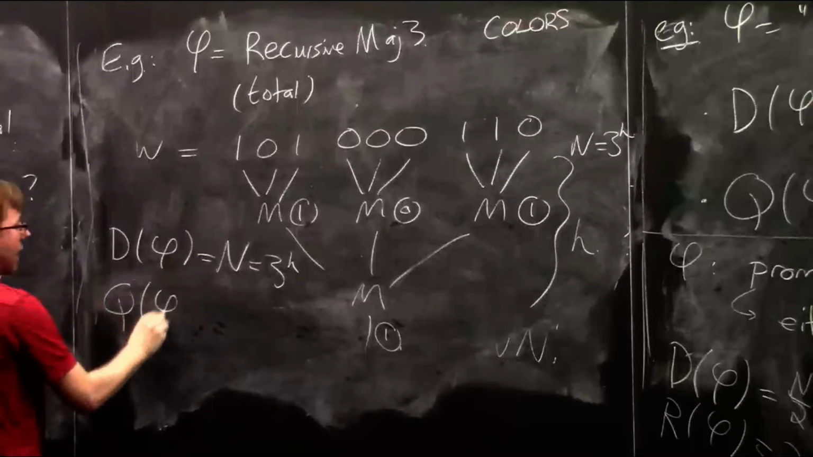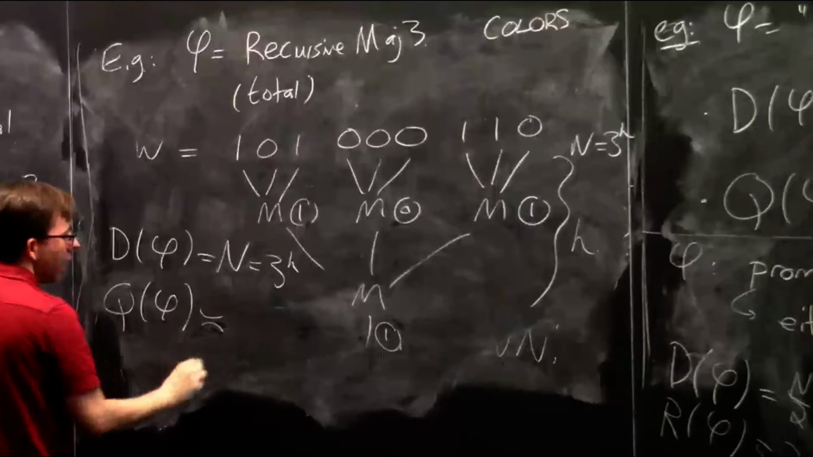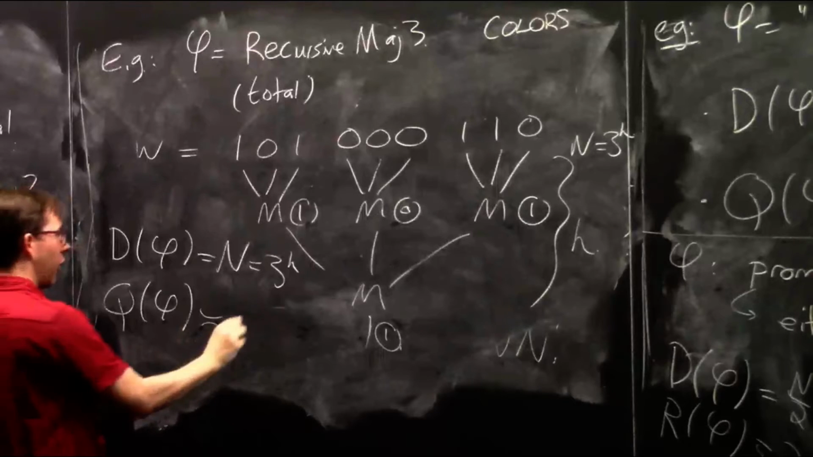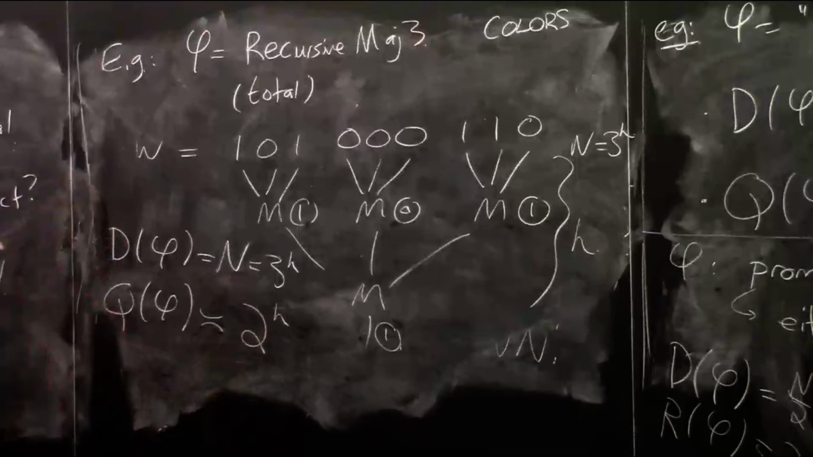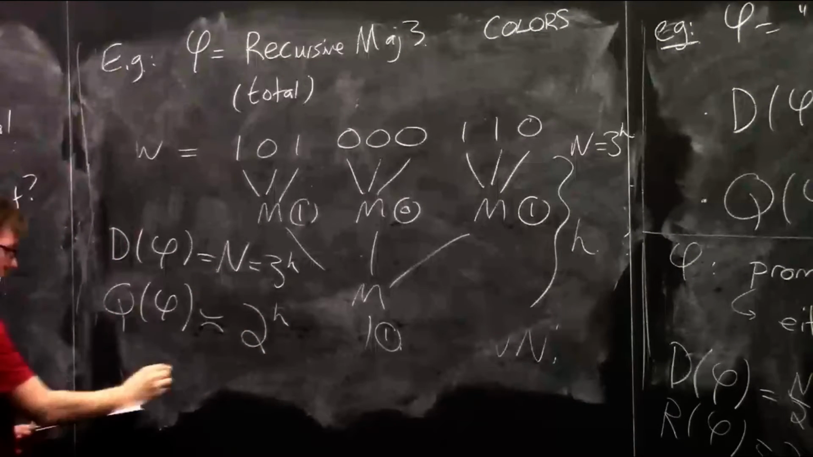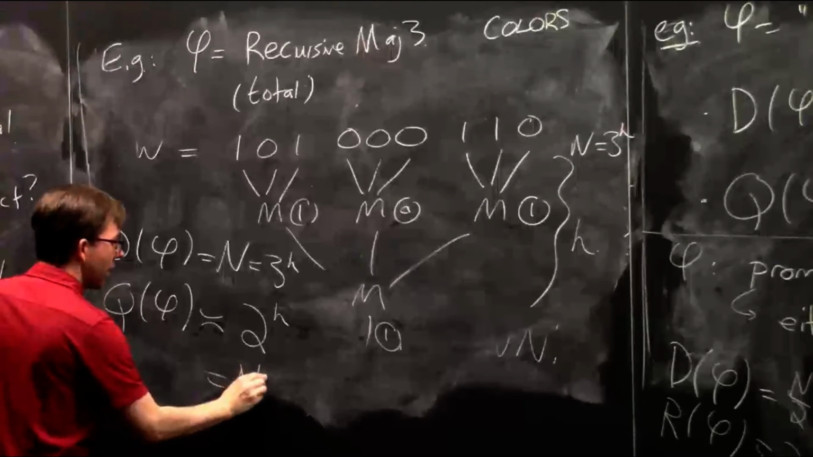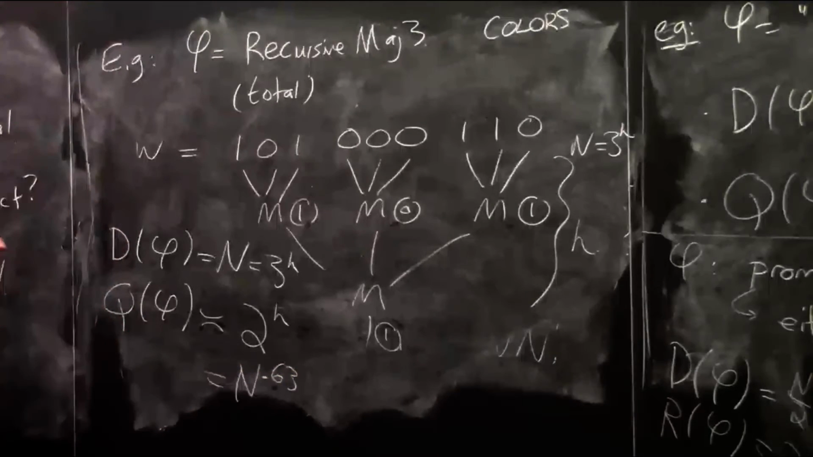I'll skip to the quantum query complexity. This is not easy, but in 2008, Reichardt and Spalek showed that it's around 2 to the h, which is like n to the 0.63 or so. This is log base 3 of 2.